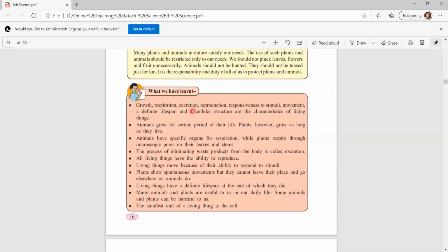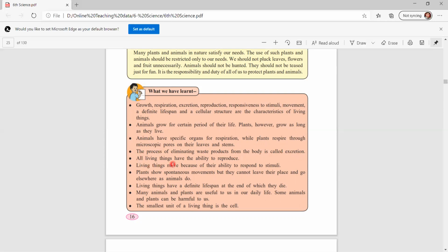Students, what we learn in this lesson: first point, growth, respiration, excretion, reproduction, responsiveness to stimuli, movement, a definite lifespan, and cellular structure are the characteristics of living things. Second, animals grow for a certain period of their life. Plants, however, grow as long as they live. Animals have specific organs for respiration, while plants respire through microscopic pores on their leaves and stems. The process of eliminating waste products from the body is called excretion.